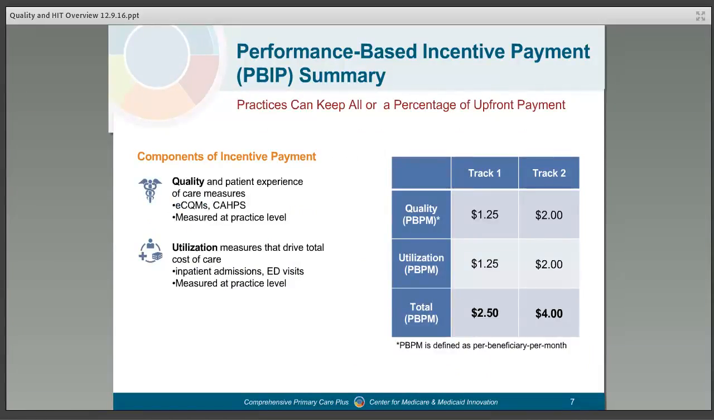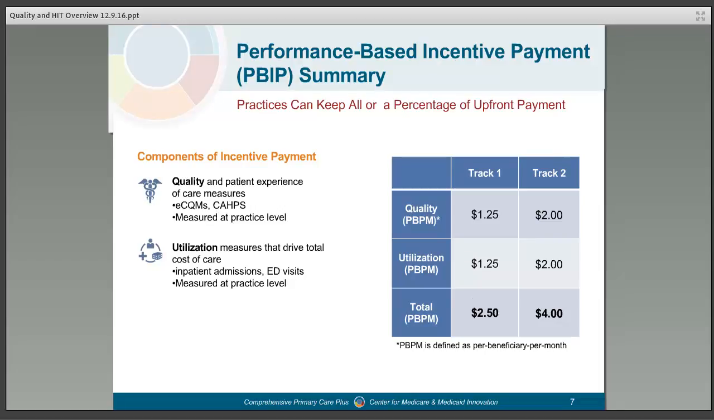So first, the performance-based incentive payment. So one question is, well, why are you doing all of these measurements? Why are you engaging in the electronic clinical quality measure, utilization measurement, and so on? Well, we're engaging in those measures not only to achieve the goal of our programs, our model here, but also to determine how we should reward you.